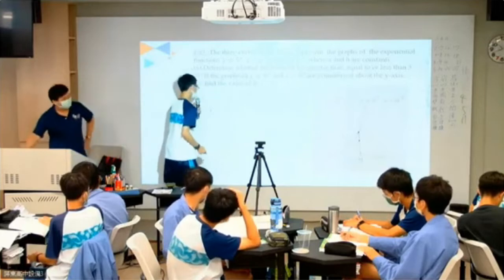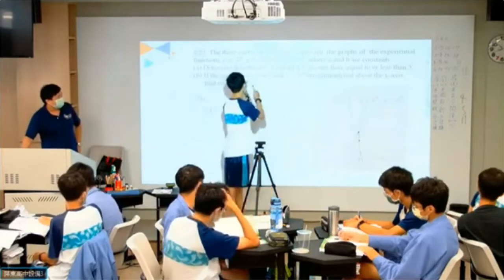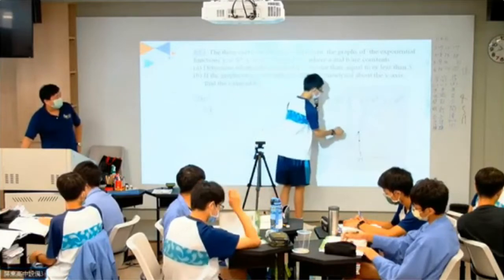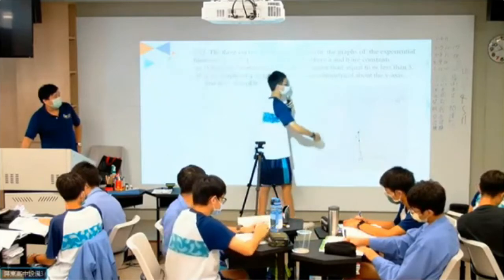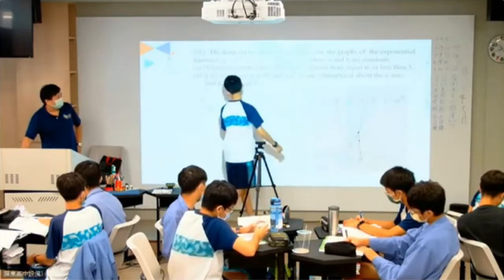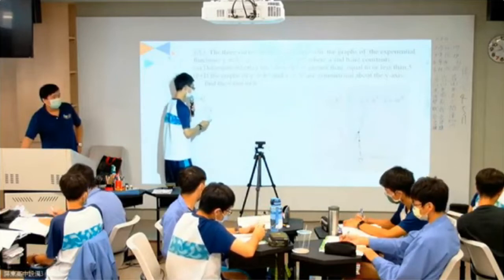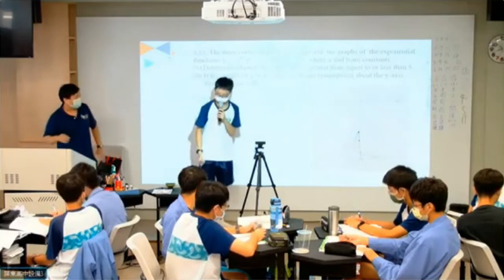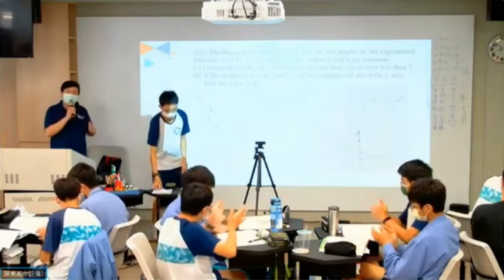Okay. And the second one, these two functions are symmetrical about the y-axis. So 5 times b equals 1, so b equals 1 over 5. Thank you very much. Okay, thank you.